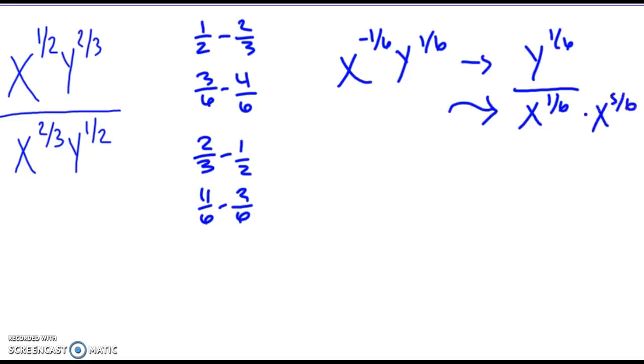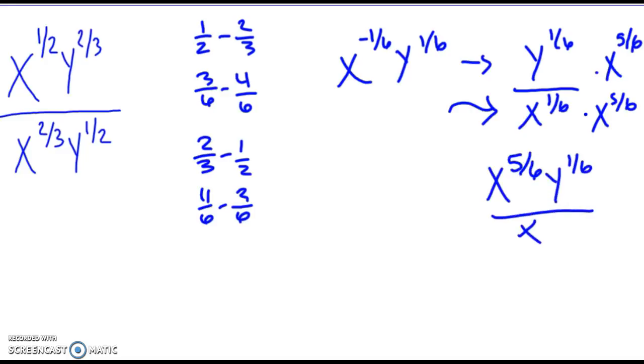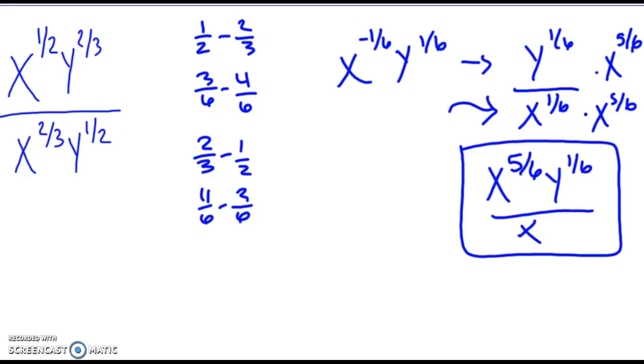So I'm going to multiply both the numerator and denominator by x to the 5/6. So I get x to the 5/6, y to the 1/6 over x. And that is my final answer.